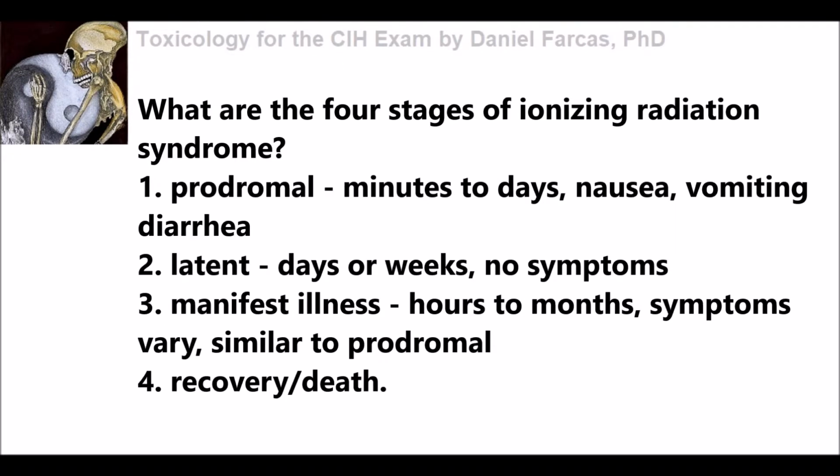What are the four stages of ionizing radiation syndrome? First, prodromal, minutes to days, where you have nausea, vomiting, and diarrhea. Second, latent, days to weeks with no symptoms. Third, manifest illness, hours to months, symptoms may vary, and is very similar to the prodromal. And fourth is recovery or death.